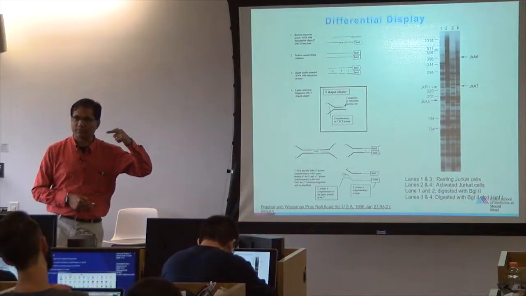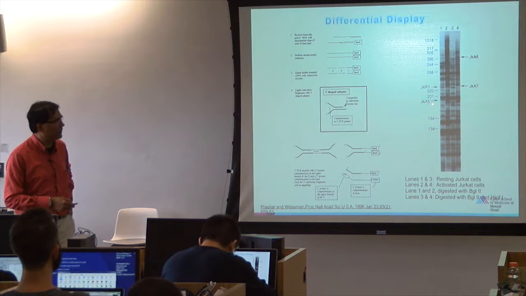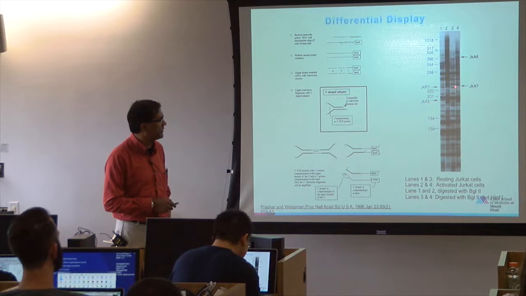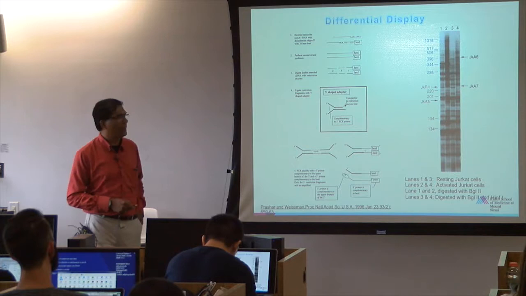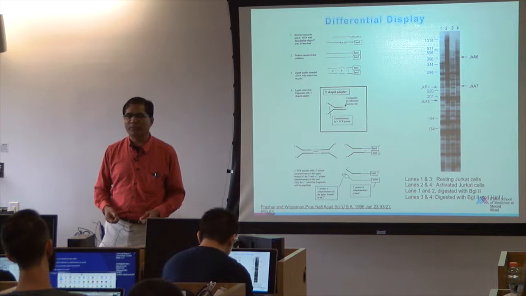Then you can PCR this and display it on a gel. With the resting T cell and activated T cell, you can see differentially expressed bands. See this? This is expressed here and not expressed here. Earlier, people used to label these with P32, cut these bands out, clone them, and sequence them. That's how you identify the differentially expressed genes. This is a very powerful and very popular technique.